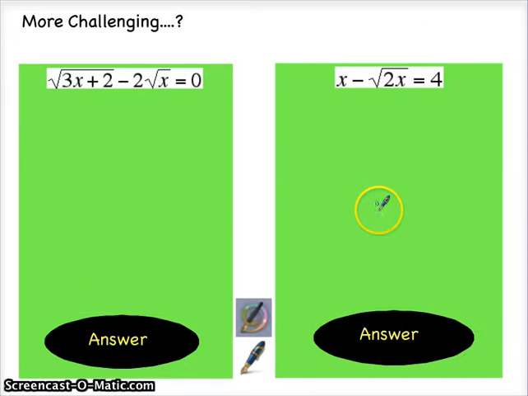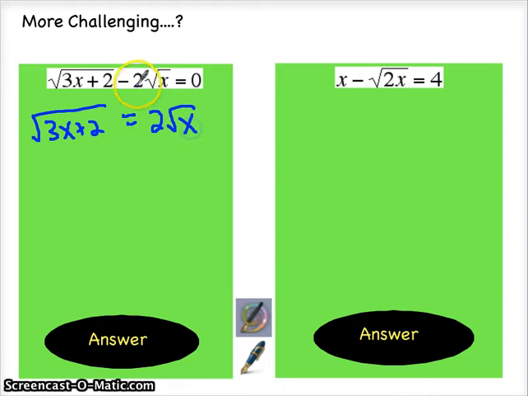Now, for a little more of a challenge, what happens with these? Notice here we've got 2 different roots going on in the same equation. The first thing I would notice, though, is that on the right side, there's just a 0. So to help us out, I'm just going to move that 2 root x by adding it to the other side. I can just say, well, minus 2 root x, I'm going to add that over to the right side, and now it's just a root equals a root.